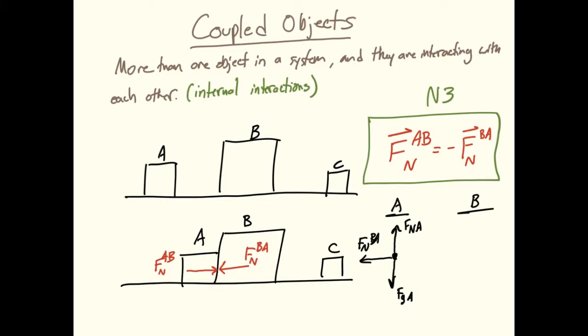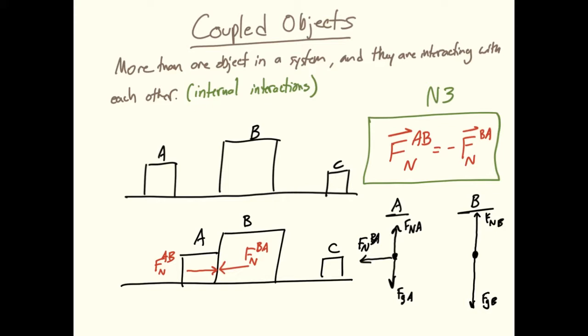Want to do the same thing for the block B. Block B looks bigger than block A, so I'll make the gravitational force a little bit bigger, FgB, that's going to make the normal force a little bit bigger.